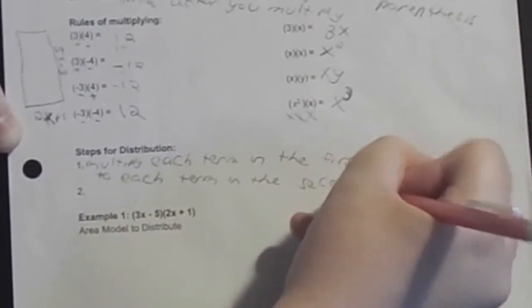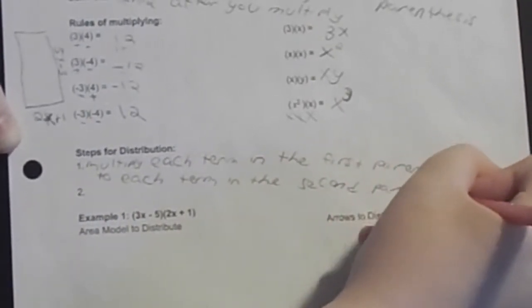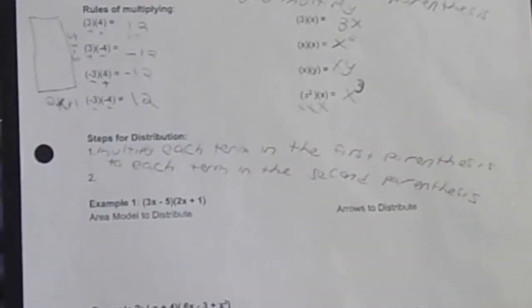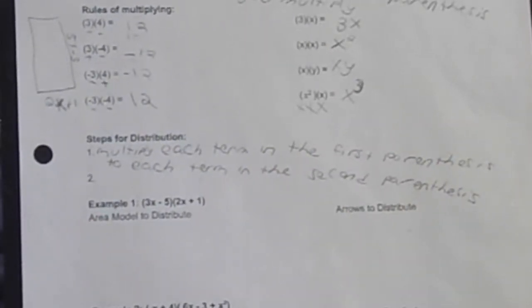In the second parentheses. Okay? So first of all, you just make sure each one in the first one goes to each one in the second one. And then when you're all done with that, to finish it up, you have to combine like terms.